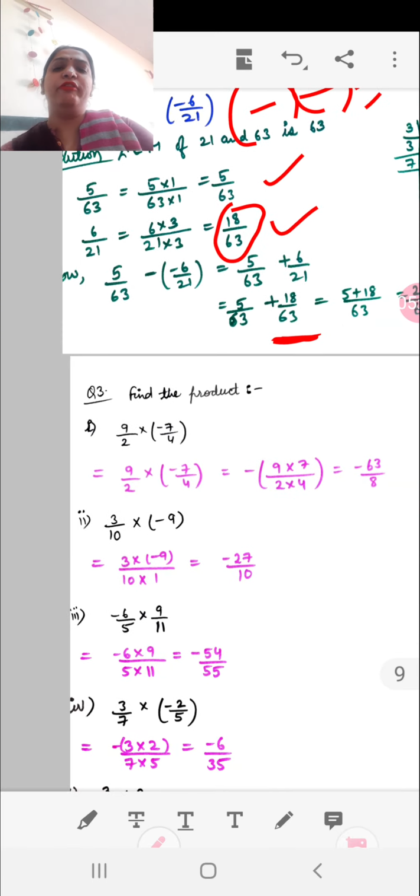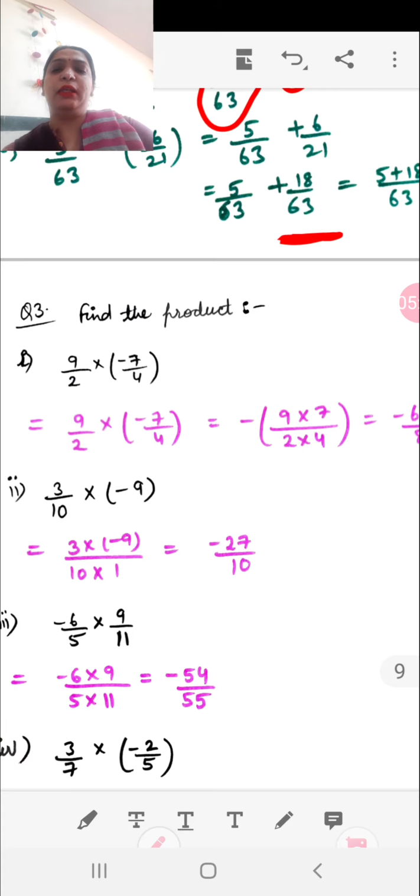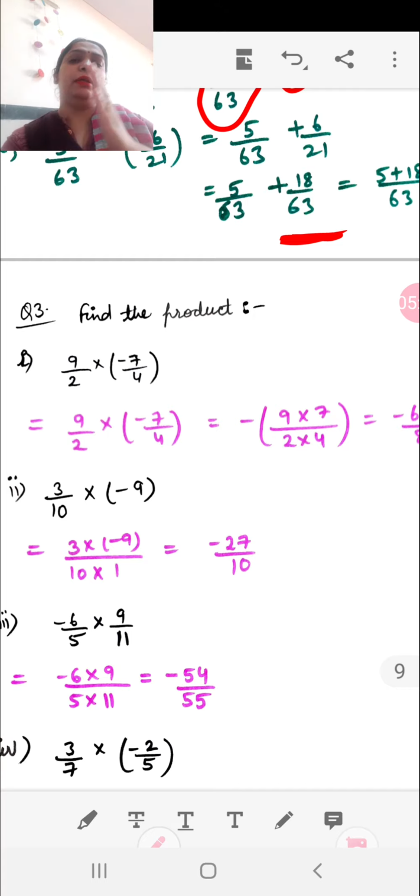Now question number 3. Find the product. 9 upon 2 multiplied by minus 7 upon 4. Now students, if we have to multiply two rational numbers, what we have to do? We have to multiply the numerators and multiply the denominators, then convert into lowest form.